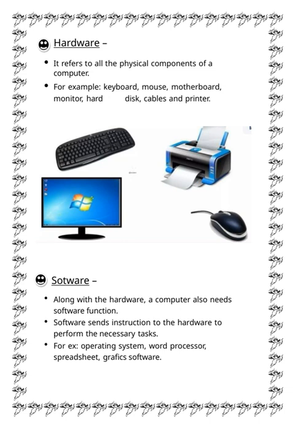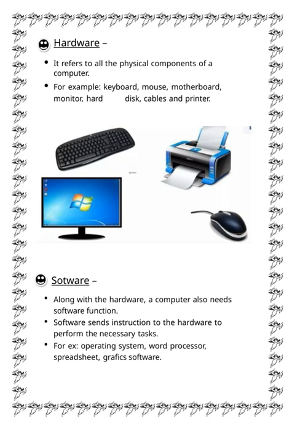For example, the operating system like Windows or macOS manages the entire system. Then there are specific programs like word processors, spreadsheets, or graphics software, which help us create documents, analyze data, or edit images. So, in essence, hardware and software work together seamlessly.